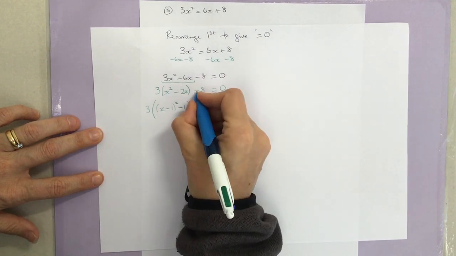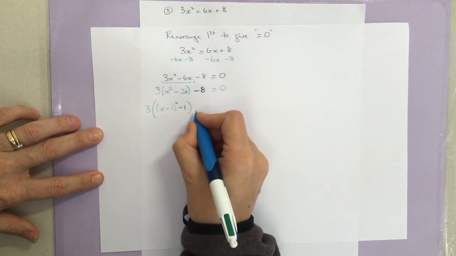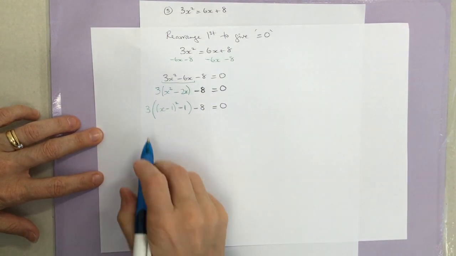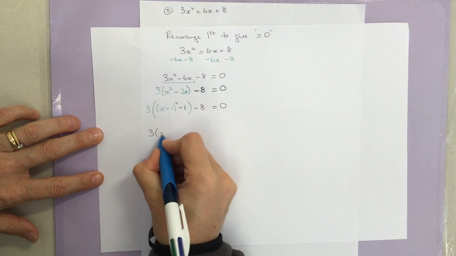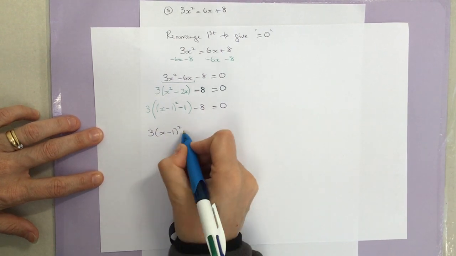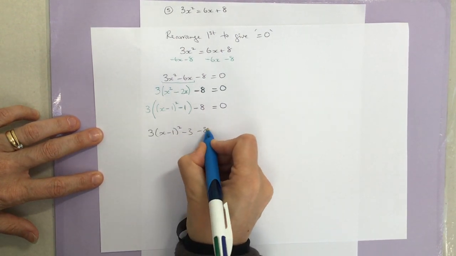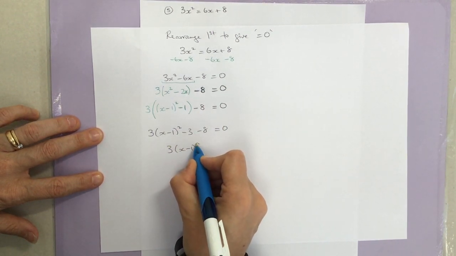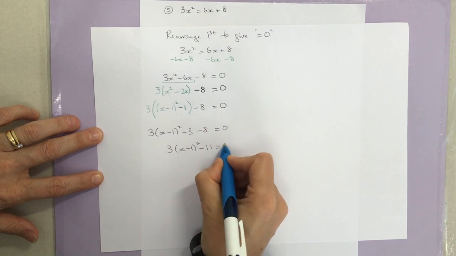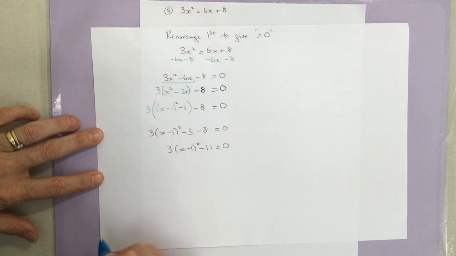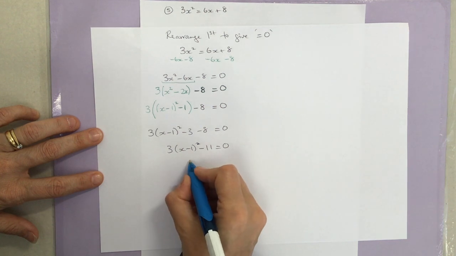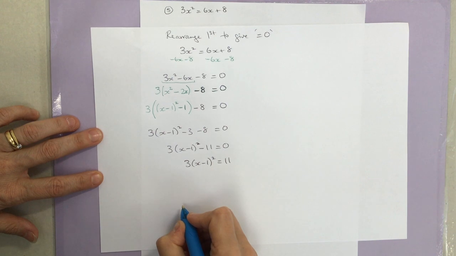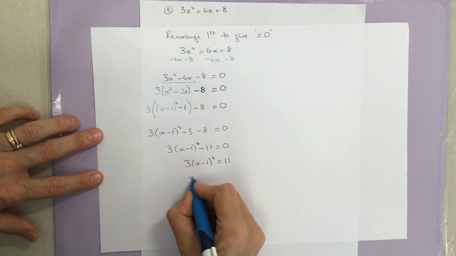And then we've still got this minus 8 from the start question in there. Still got that minus 8 to deal with. Let's multiply in by this 3. So 3 brackets x minus 1 all squared. That's fine, that's what I want. Minus 3 minus 8 is 0. So 3 brackets x minus 1 all squared minus 11 is 0. And now let's sort this out, rearrange, make x the subject, take the 11 and add to both sides. So 3 brackets x minus 1 squared equals positive 11. Take the 3 across.